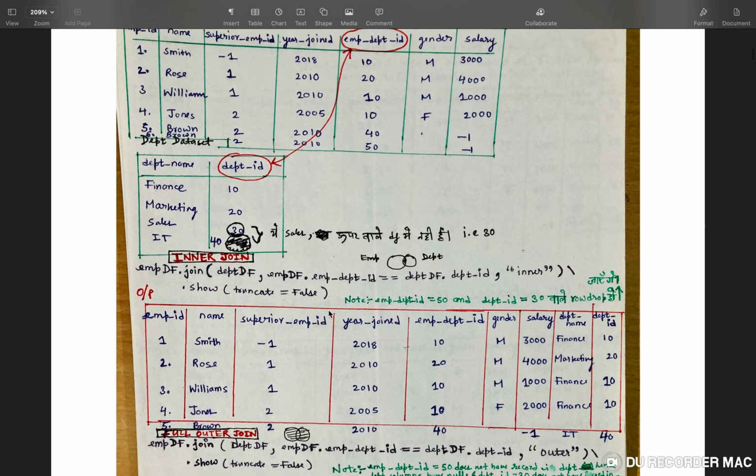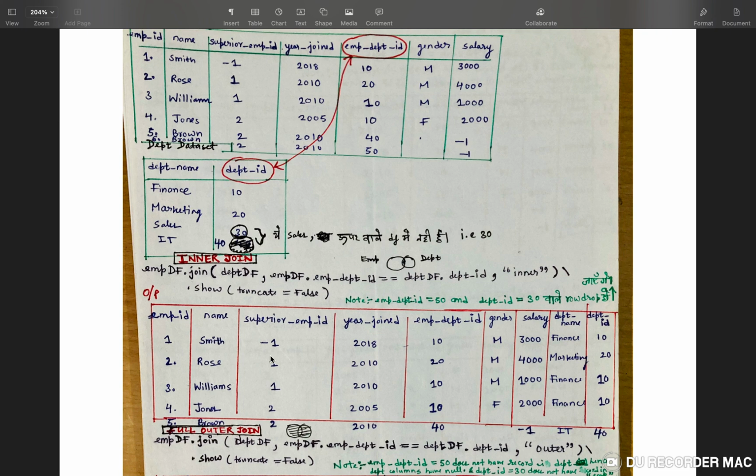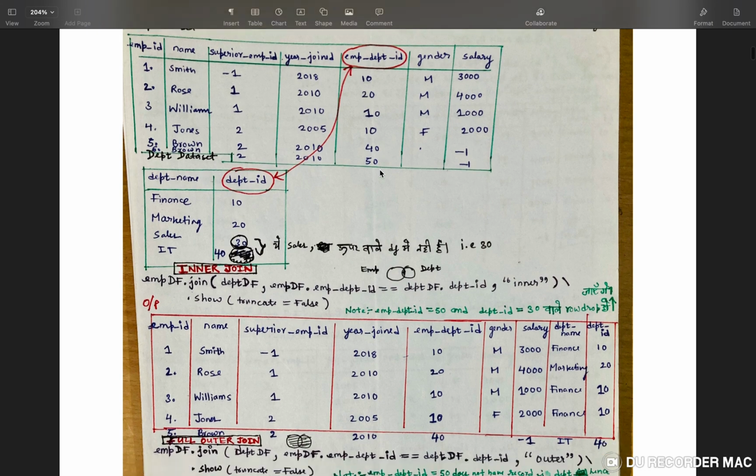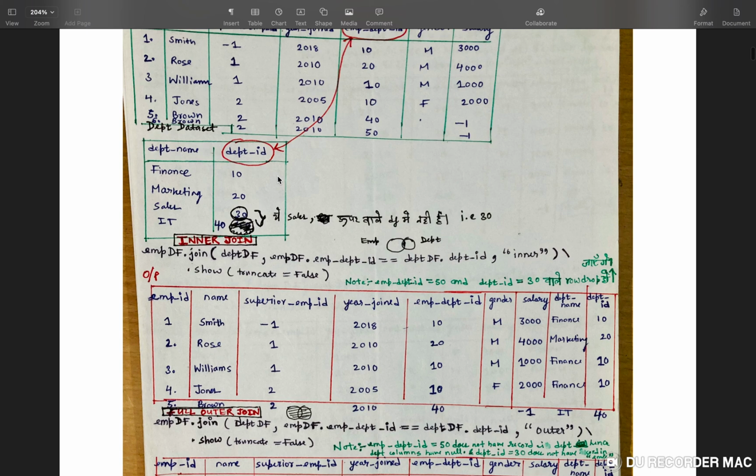So if you can see the resultant data frame which you are getting right now, employee department ID equal to 50 is present in the employee data, and department ID 40 here. So these are not present. 50 is not present in the department data set, right? And 40 is present there, but 30 is not present in the employee data set. So these both will be dropped from both sides.